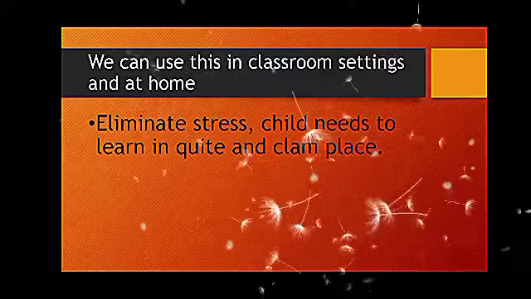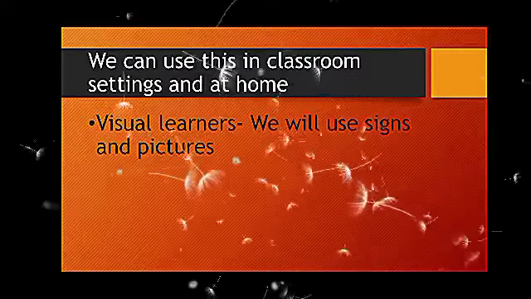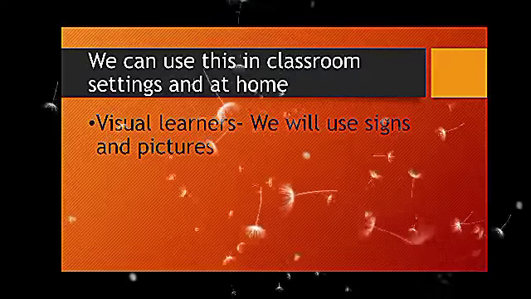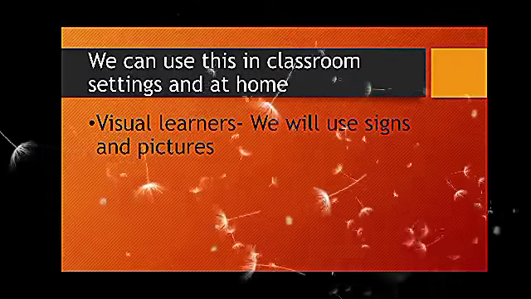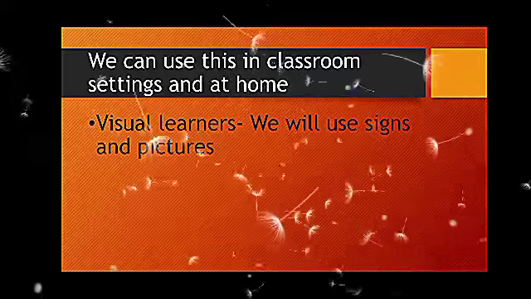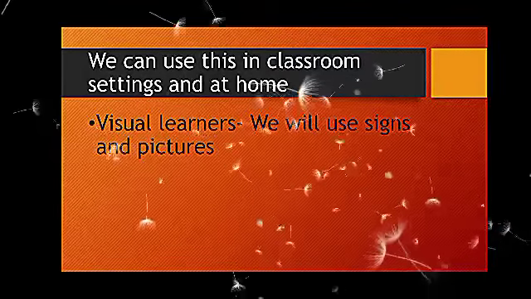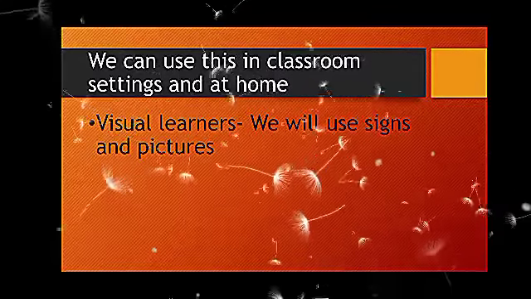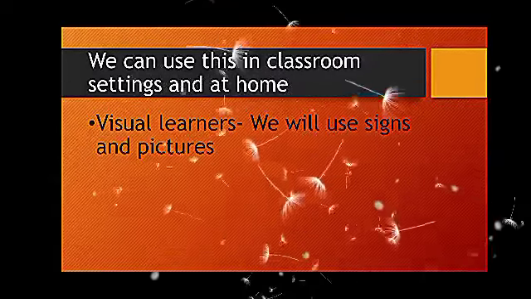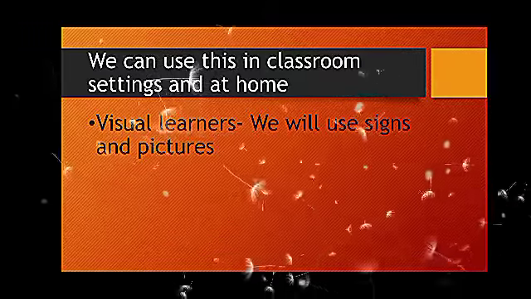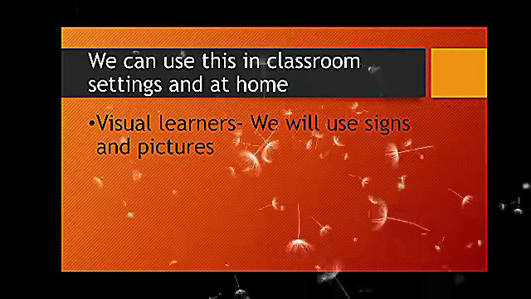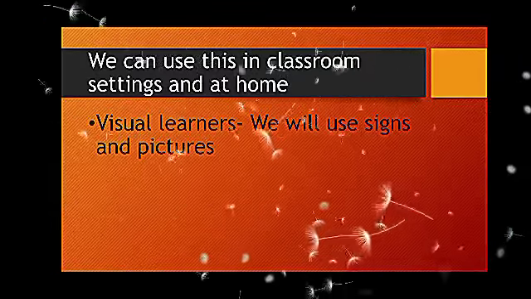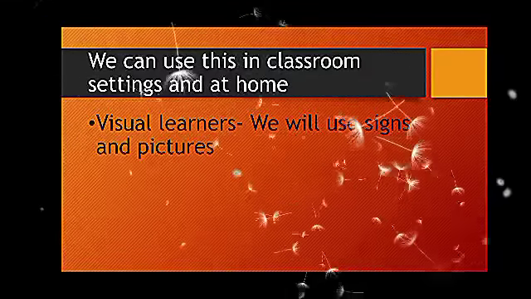Next is visual learners. We will use signs and pictures. Autism spectrum individuals, in most cases, they learn from a picturized manner. Mostly they learn from a picturized manner, so we can say they are visual learners. So whenever they are visual learners, they will learn from the picturized form, graph, pictorial form.